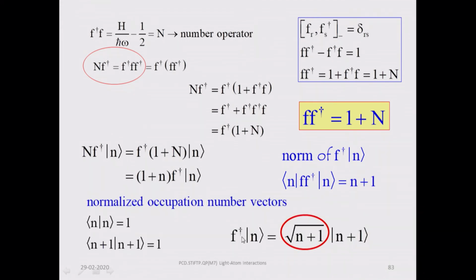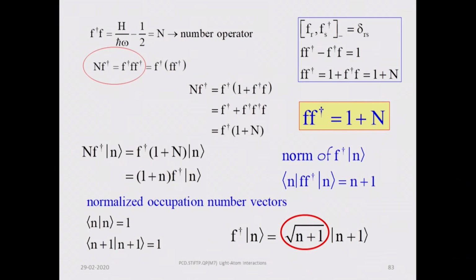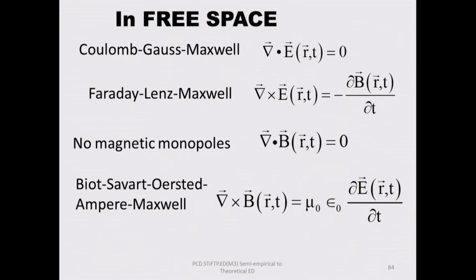So it means that when f dagger operates on |n>, you get a state with one extra photon or one extra boson. These are true for all Bose particles, but then the state will also be scaled by root of n plus 1. Okay, that is the normalization that you have to carry.